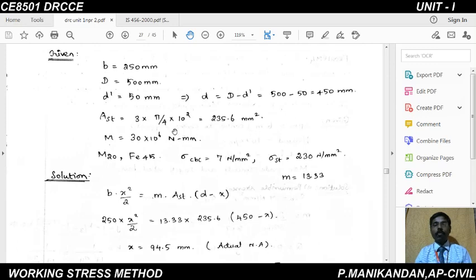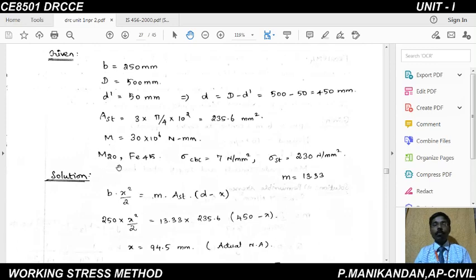In our problem, they have given the number of bars as 3 of diameter 10. With that value, we can find the value of AST: 3 into pi by 4 into 10 square, which is equal to 235.6 mm square. They have given the moment value as 30 into 10 power 6 Newton mm, with M20 grade of concrete and Fe415 steel.